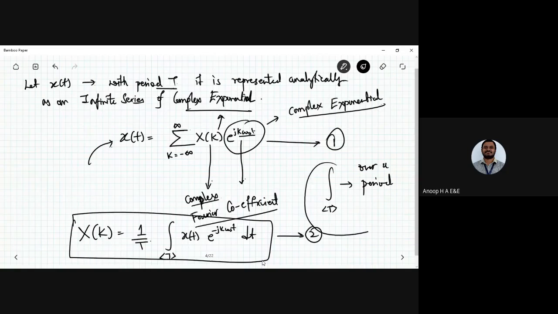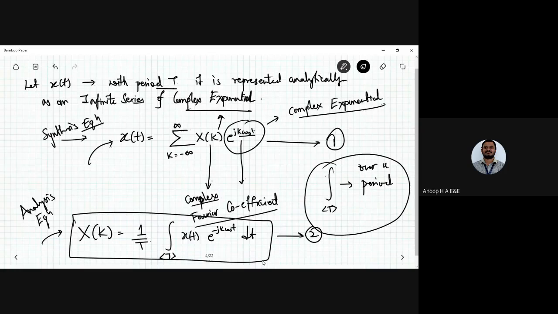Okay, so this integration, whatever is there, means that it is being performed over one complete period. So now any periodic waveform can be analyzed or realized quite easily as a sum of exponentials. This equation 1 is called the synthesis equation, and equation number 2 is the analysis equation.